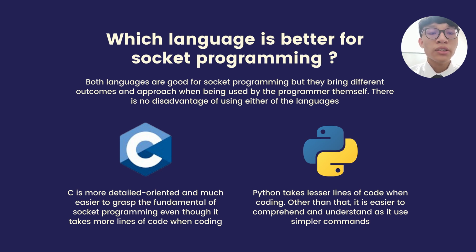For example, the advantage of using C is that even though it is more detail-oriented and much easier to grasp the fundamentals of socket programming, it takes more lines of code when coding. Meanwhile, the advantage of using Python is it takes fewer lines of code when coding. Other than that, it is easier to comprehend and understand as it uses simpler commands. So there is no disadvantage of using both languages, and you can choose whether you want to use C or Python to start socket programming.